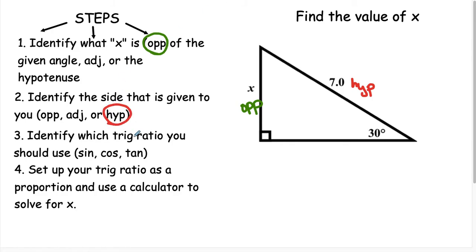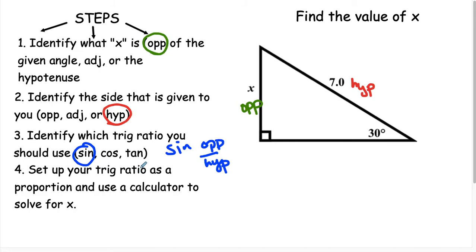So if you think about which trigonometric ratio uses opposite and hypotenuse, you know there's only one of these ratios that will use opposite and hypotenuse, which is sine. Sine of an angle is opposite over hypotenuse. So we're going to use this trig ratio of sine, set it up as a proportion, and then use our calculator to solve for x.